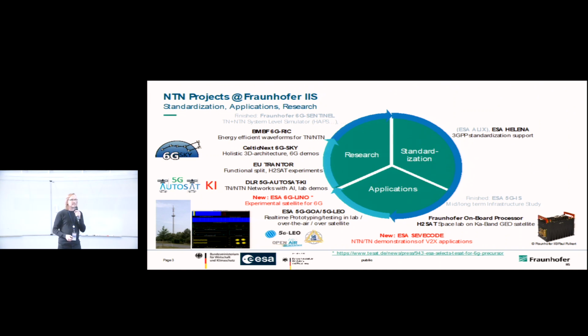So basically there was indeed a satellite launched by DLR, I think, the H2Sat, the Heinrich Hertz satellite, and one of the components on board is from us, from Fraunhofer IIS. It's the onboard processor. It's basically a reconfigurable FPGA on board, and there we can do tests directly on board of this satellite. It's a geostationary satellite that is basically always available for tests also.